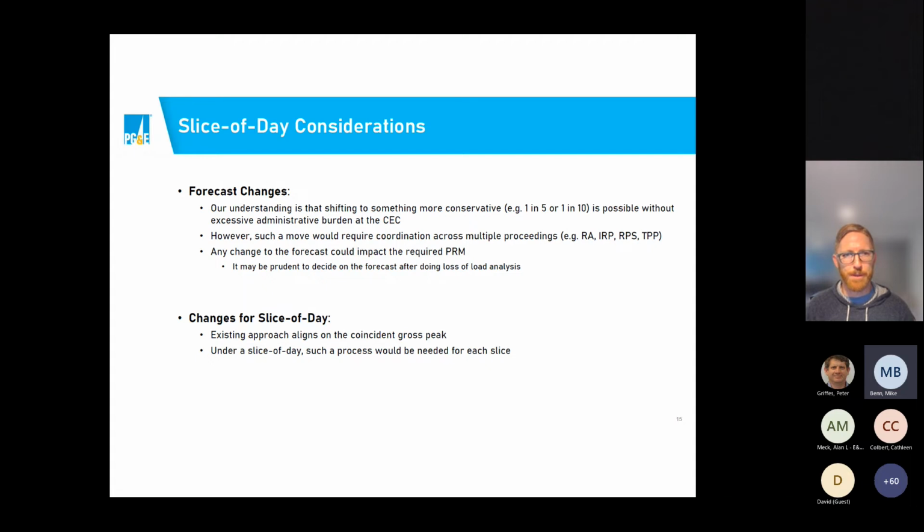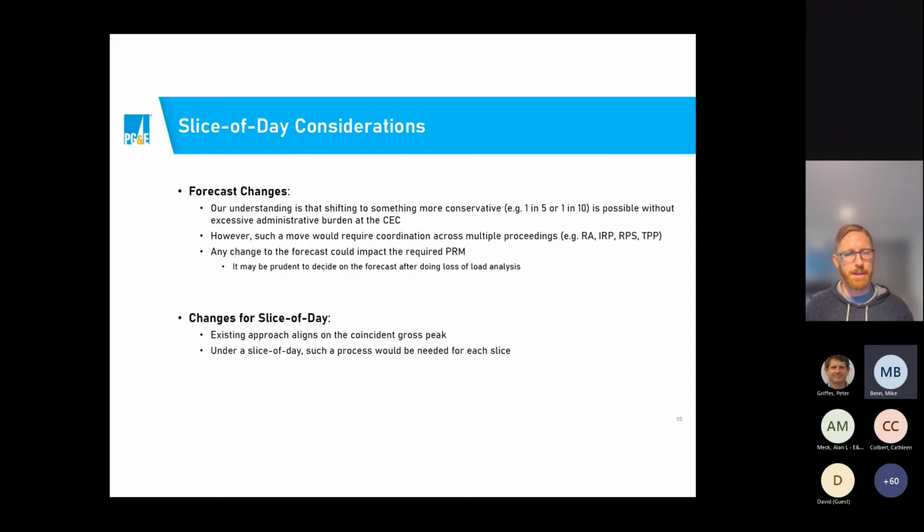However, such a move would need to be coordinated across a number of proceedings, right? We just talked about how many proceedings in which the forecast is used. And so it wouldn't make sense for us to just shift in the RA proceeding. It would need to be replicated across a number of proceedings, including the IRP, for instance. And then any change to the forecast can impact the required PRM. And so, in our thinking, it might make sense to decide on the appropriate forecast level after doing some loss of load analysis.